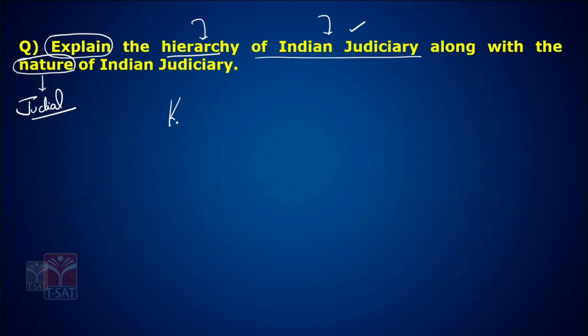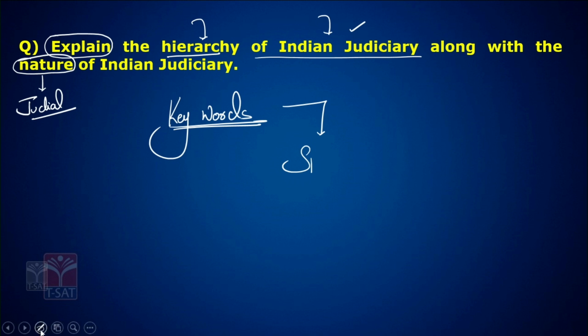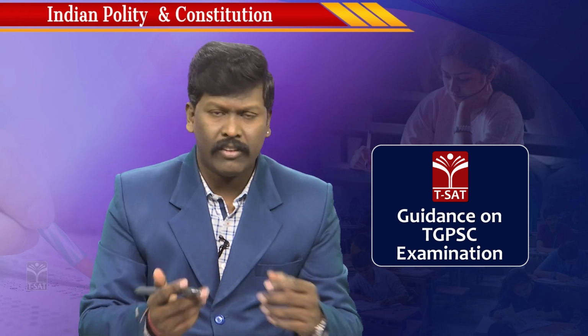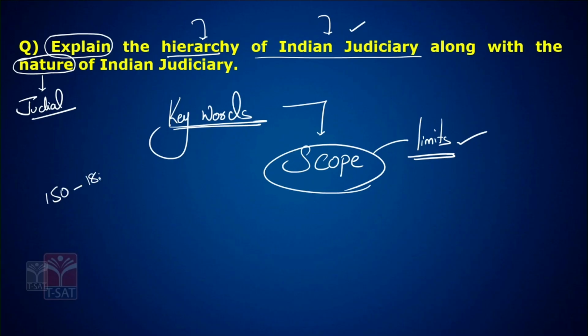Whenever you understand the keywords of the question, we will definitely know the scope of the answer, the limits of the answer writing. We will know how to make our answer concise, because it is just a 10 marker. You need to write 150 to 180 words. So you can make the answer concise when you know the keywords of a question. This question talks about explaining the hierarchy of the Indian judiciary along with the nature of the Indian judiciary.